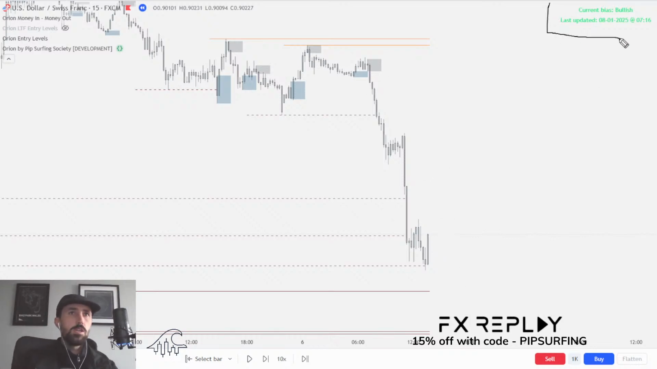We have a bullish directional bias. That's our point 1 of the 3-point Orion system. We then have our points of interest, which is old money. That is point 2 of our 3-point Orion system. We then need to have point 3, which is new money replacing old money. How do we know this?